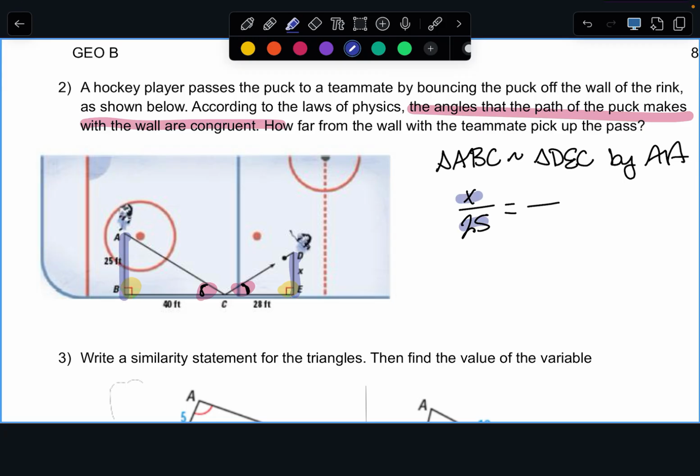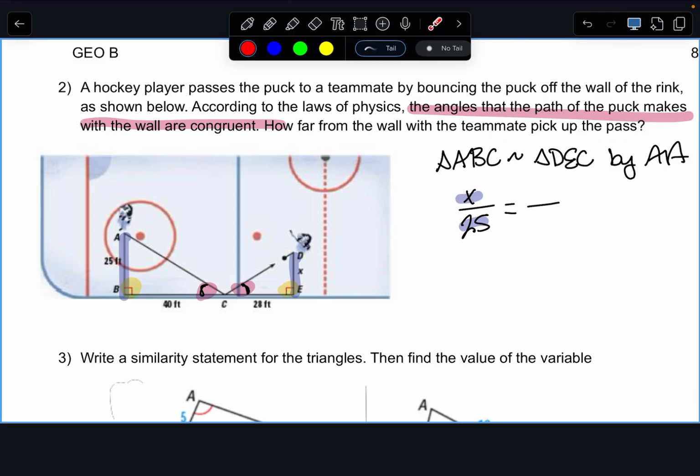We now have to find another pair of corresponding sides that we can set this equal to. So over here, I have CE is 28 feet. What segment in my other triangle goes with CE? It's the last two letters. BC. So this segment. So I'm going to put that ratio on top of one another. CE over BC. Which one should go on top? The 28 or the 40? 40.